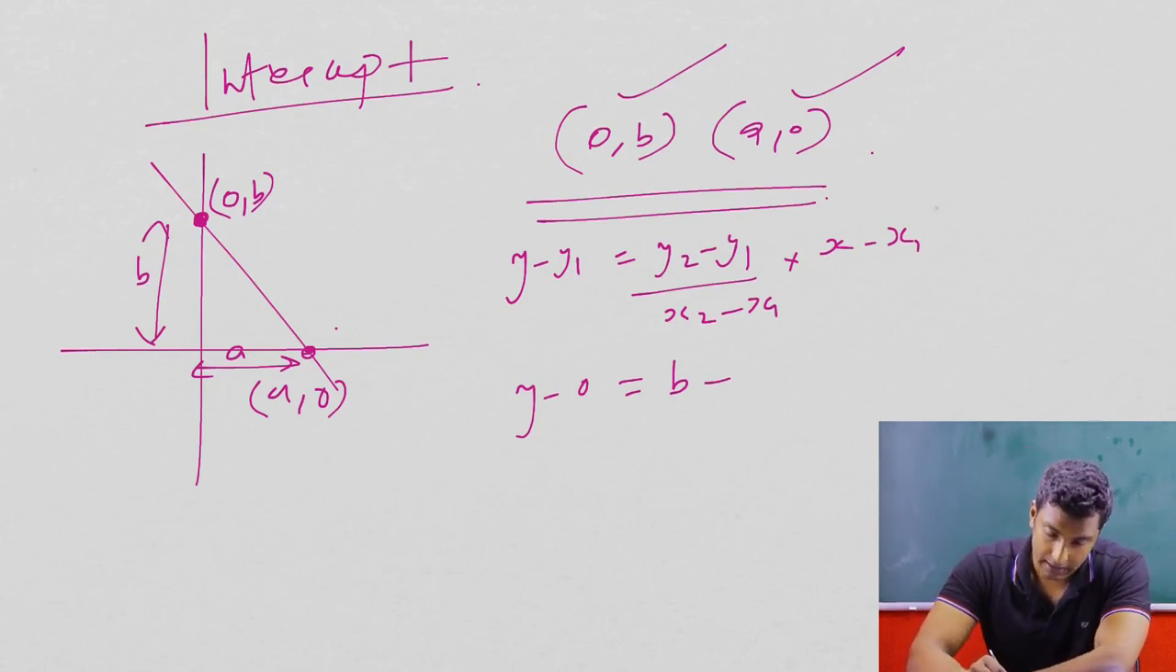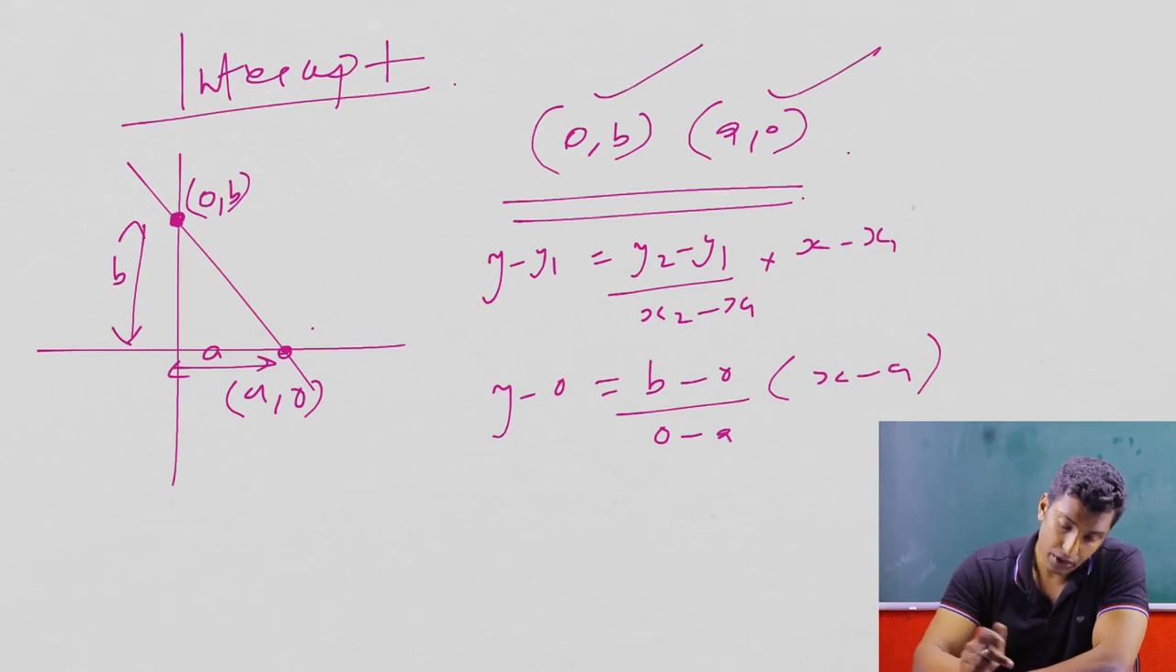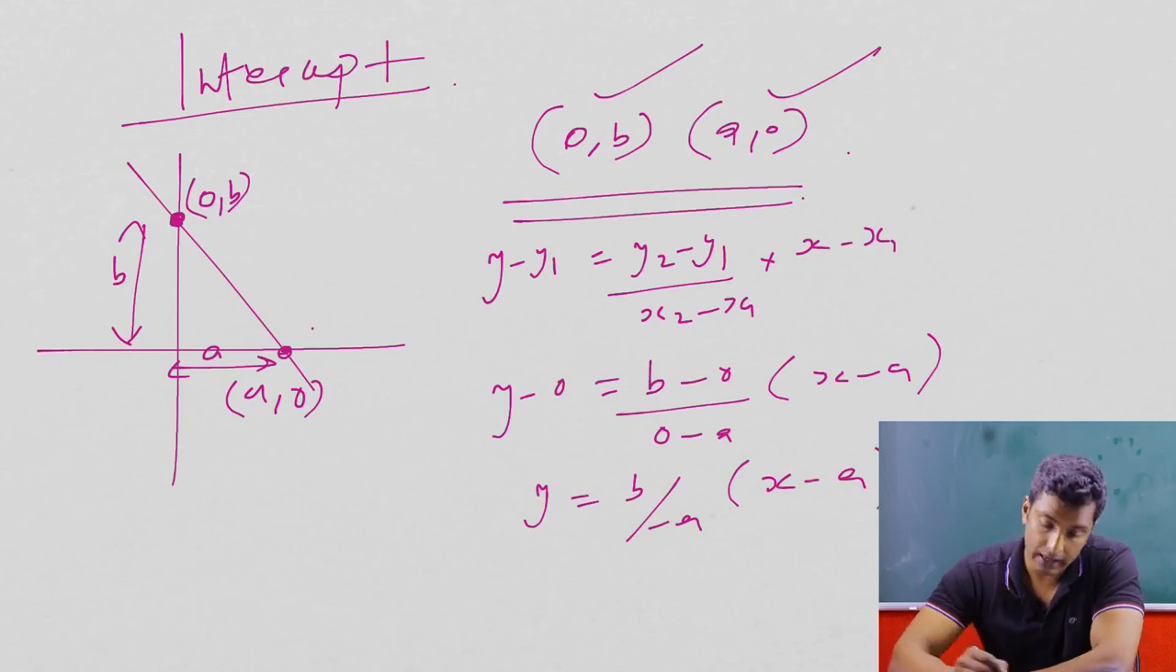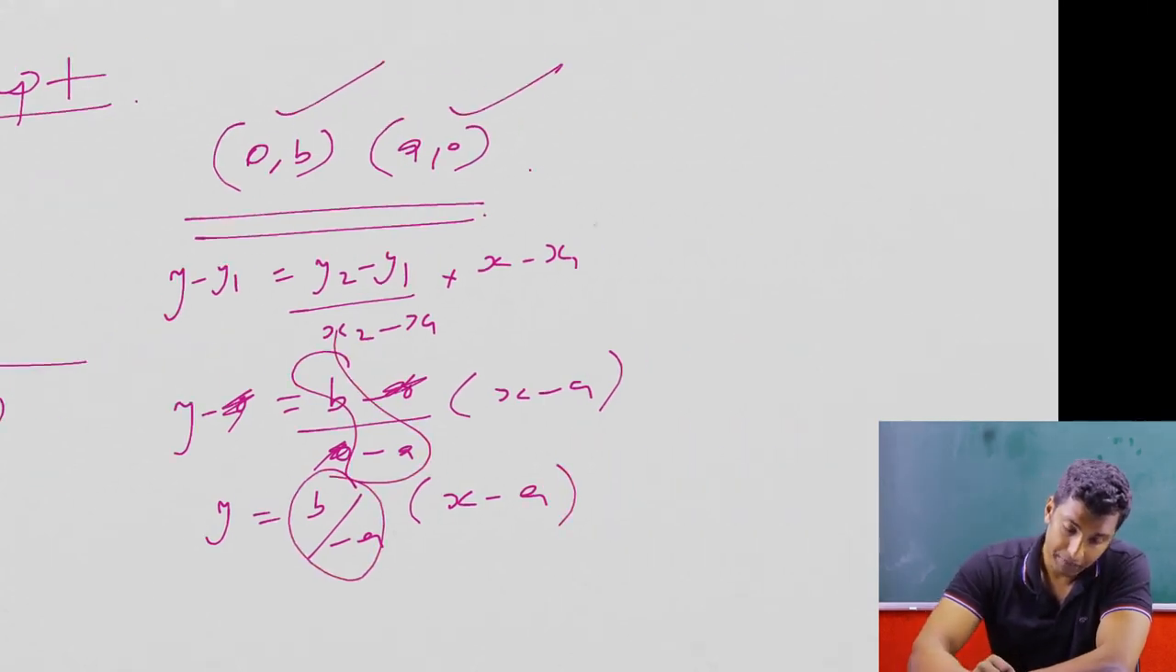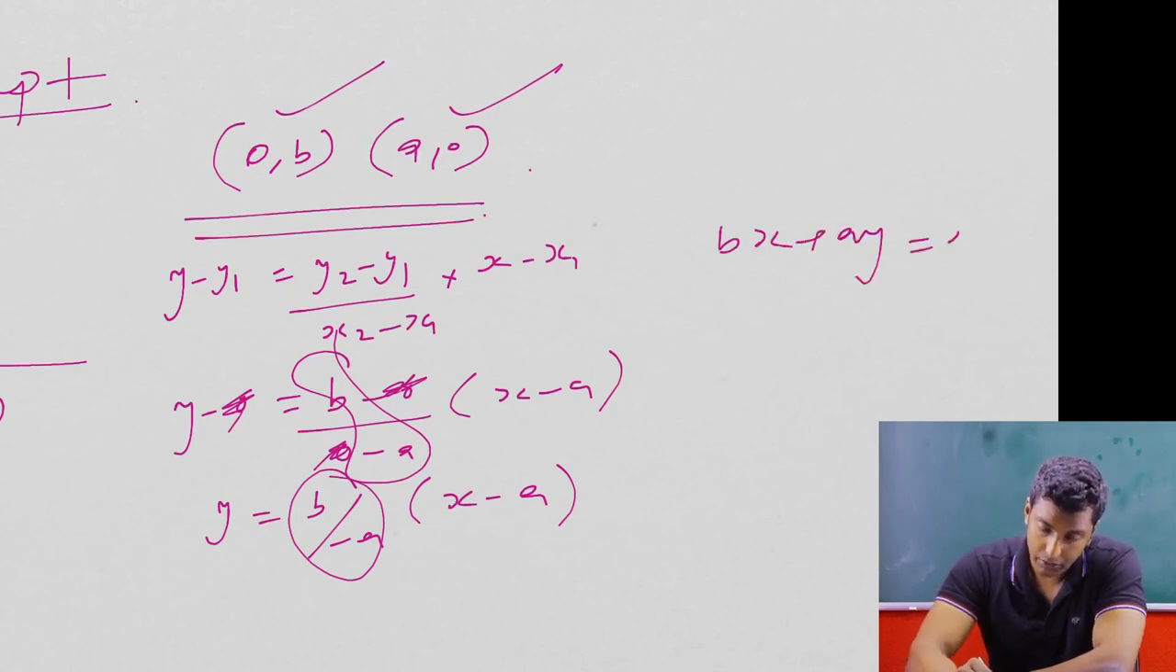So (b minus 0) divided by (0 minus a), into (x minus a). So you will get y equals b by minus a into (x minus a). The 0 is not there, so b by minus a, into x minus a. Now when you cross multiply, you will get bx plus ay equal to ab.